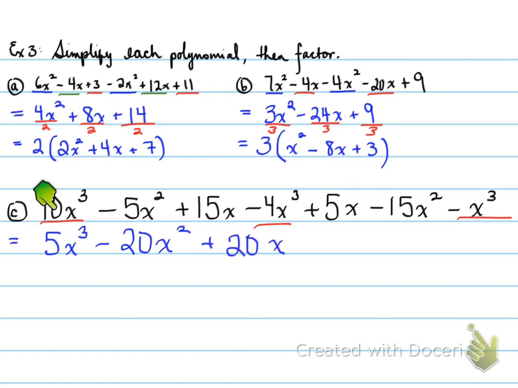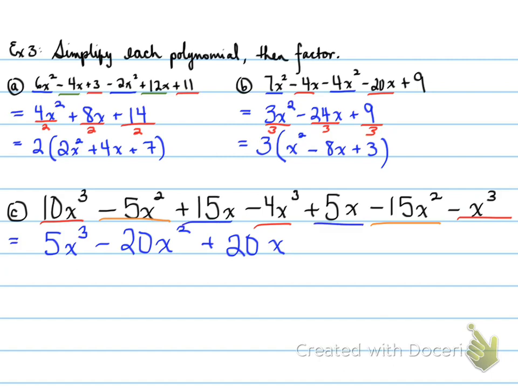So one more time, 10x cubed minus 4x cubed minus x cubed is 5x cubed. Minus 5x squared minus 15x squared is minus 20x squared. Plus 15x plus 5x is plus 20x. Okay, and those are the combinations.